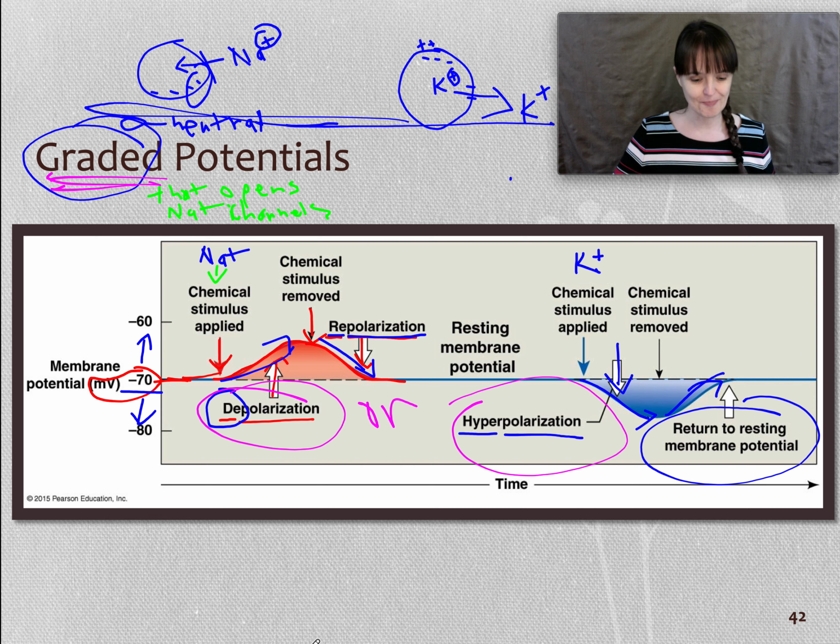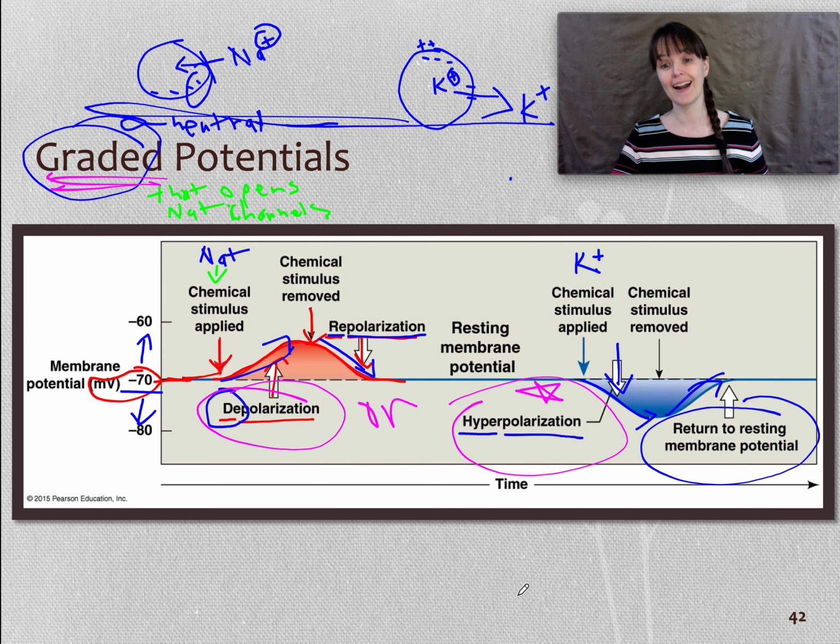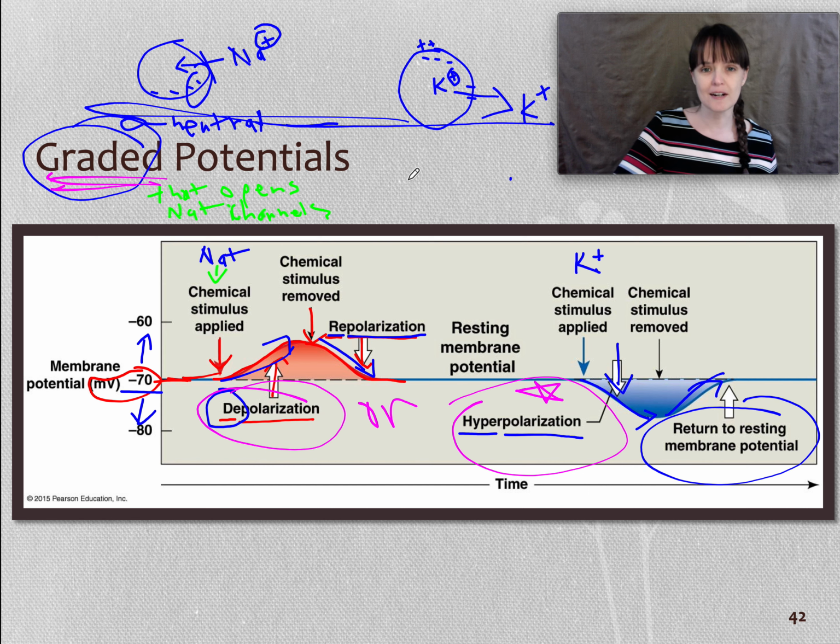We're on this page of the note set. I think we did sodium channels. So opening chemically gated potassium channels allows positively charged potassium ions, K+, out of the cell, causing hyperpolarization.